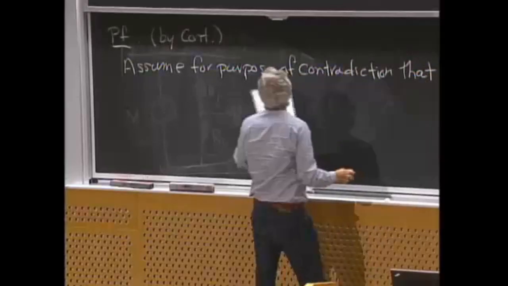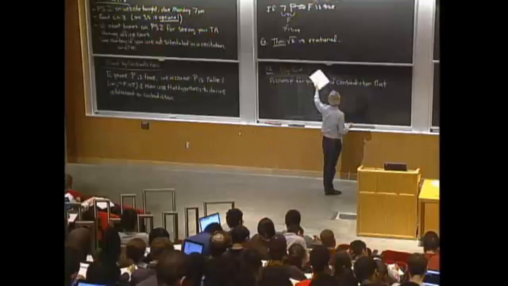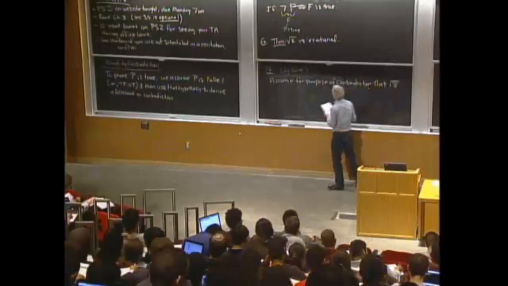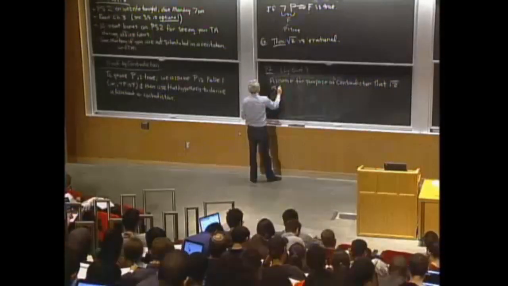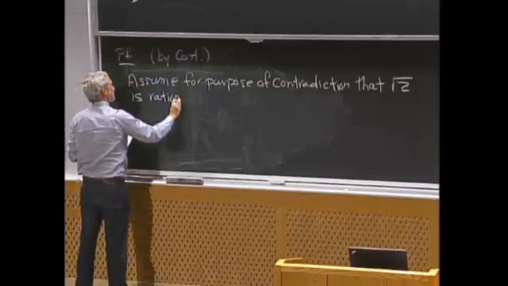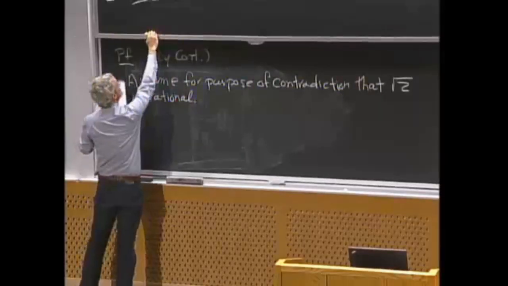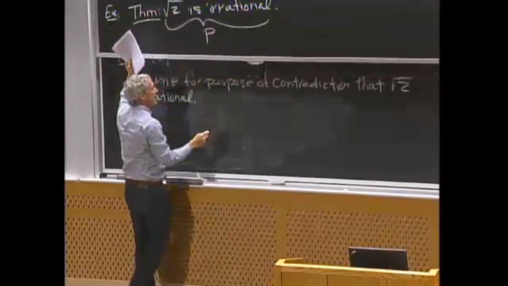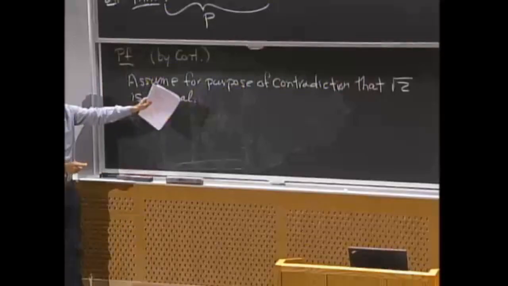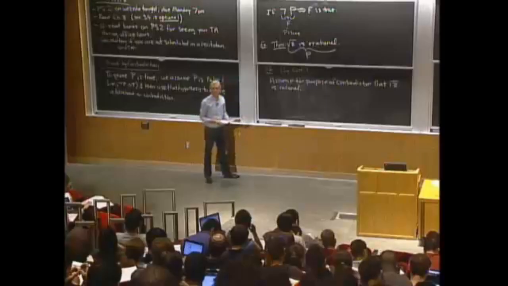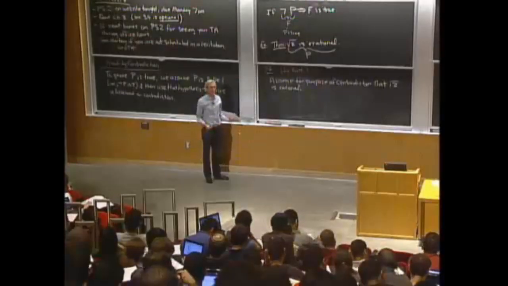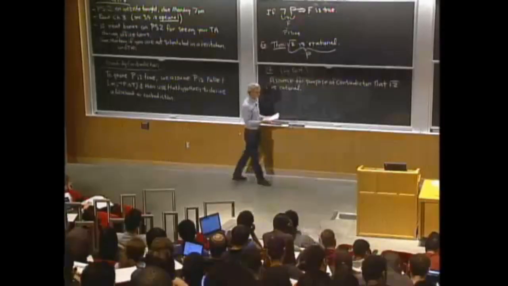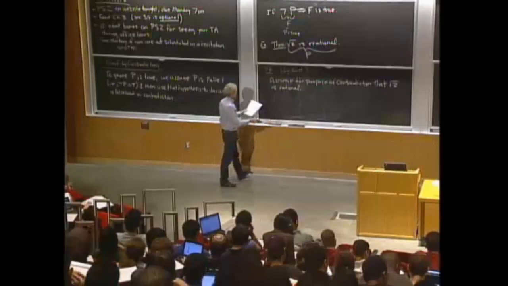that P is false, namely not P is true. In this case, that would be square root of 2 is rational. So here's what we're trying to prove. That's P. I'm going to assume not P, namely that square root of 2 is a rational number. Then I'm going to get a contradiction or a falsehood, and then I'm going to know that P was true after all. All right, so let's see where this leads us.